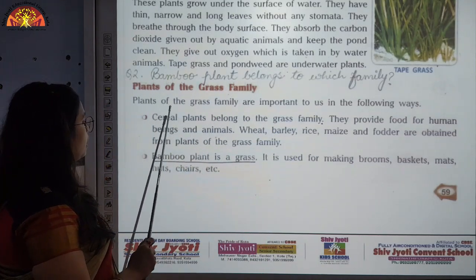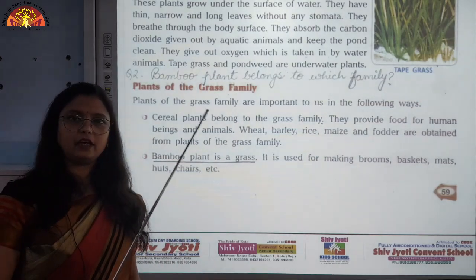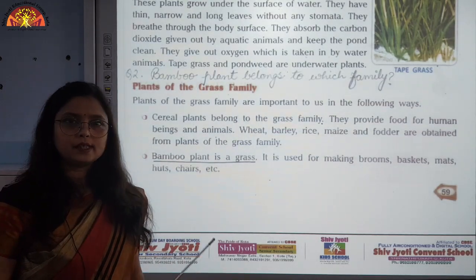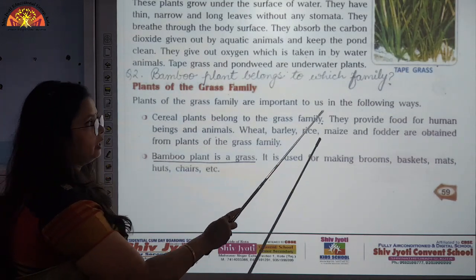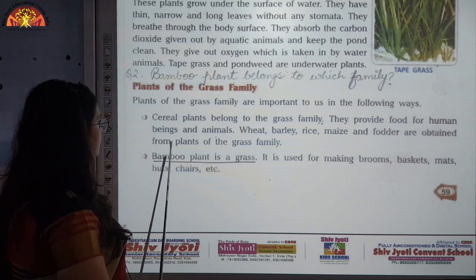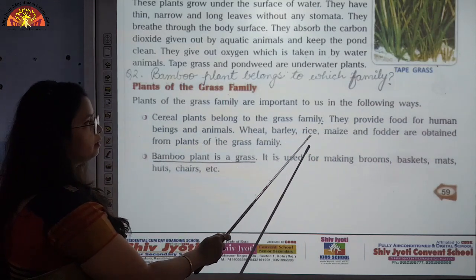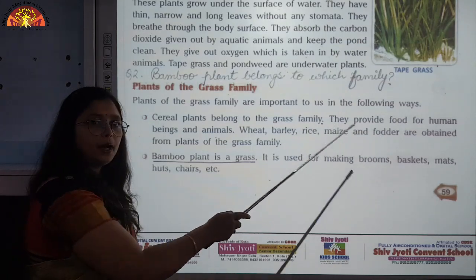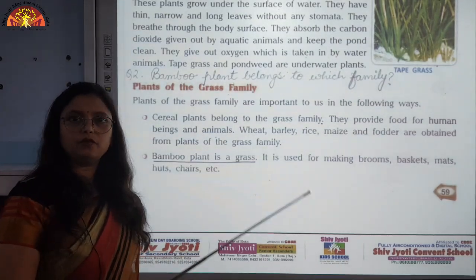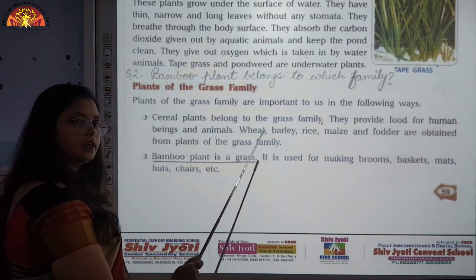Now, children, plants of the grass family are very important to us because they are very useful in many ways. Some of the examples are cereal plants. They belong to the grass family. They provide food for human beings and animals. Some examples are wheat, barley, rice, maize and fodder. Fodder here are the plants which are used for cattle food. And these all are obtained from plants of the grass family.